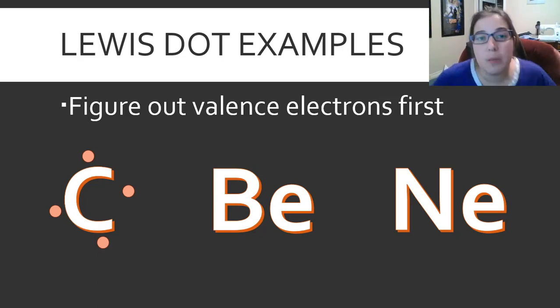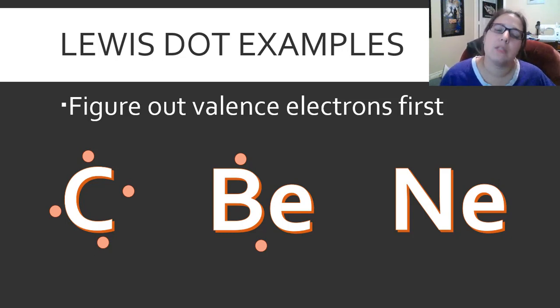If I find beryllium on the periodic table, it has an atomic number of 4. That means it has 4 electrons. 2 electrons are on the inside shell. The other 2 are on the outside energy level, so that's the number of valence electrons. It has 2. If I look at neon on the periodic table, it has 10.